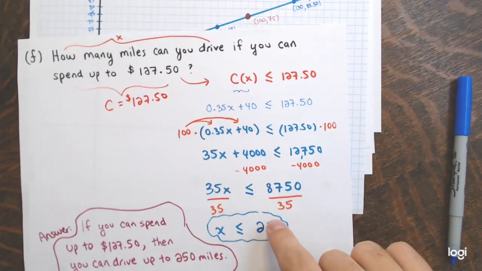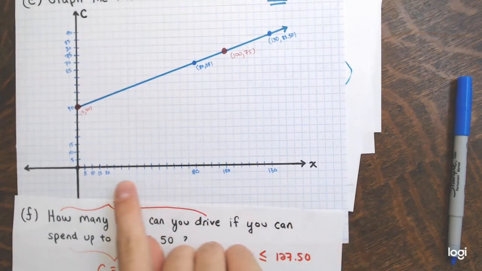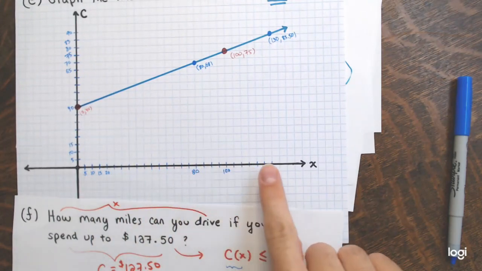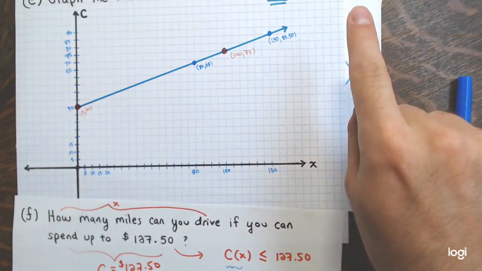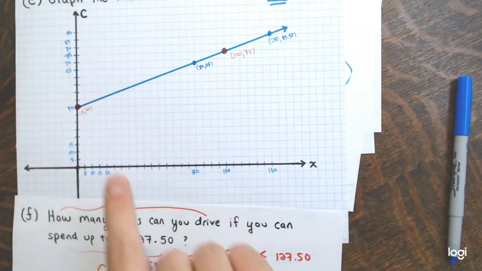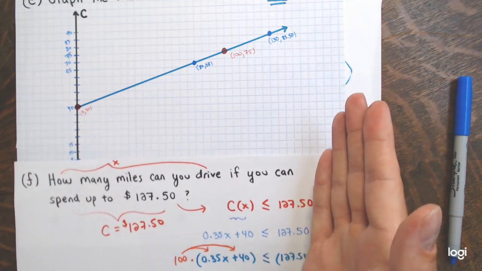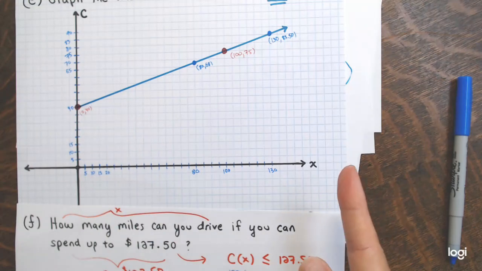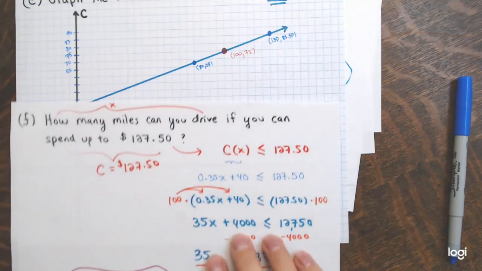this is just telling me that if I went all the way out to, say, again, it's not going to be on this graph here, but if I went on the x-axis all the way out to 250, then the point would have a y coordinate or a c coordinate of this $127.50, right? And then everything under 250, right? Every mileage under 250 has a cost less than that, right?